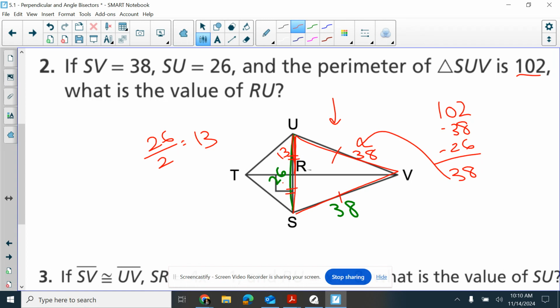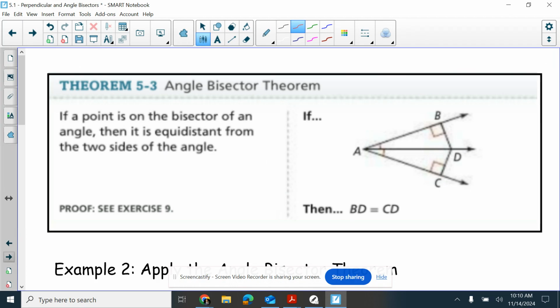There's one more theorem I want to go over. That's called the angle bisector theorem. If a point is on the bisector of an angle, first I know it's an angle bisector because I see these congruency marks in the angle. So AD is an angle bisector. If we have a point on that angle bisector, point D, then the distance to the two sides of the angle is going to be the same. So if this distance is perpendicular to this side, and this distance is perpendicular to this side, then this has to be the same as that. That's your angle bisector theorem.